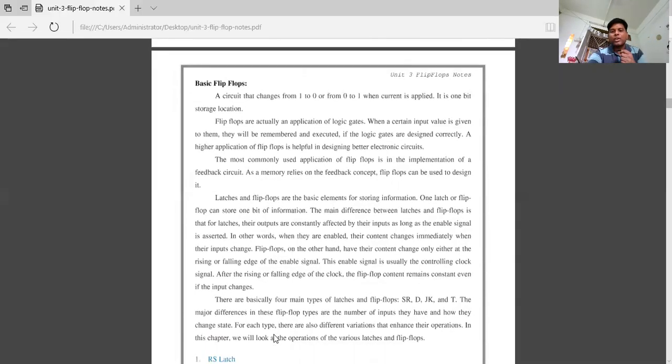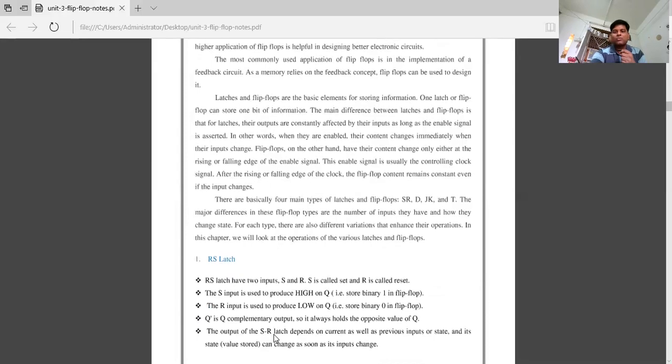There are 4 basic types of flip-flop. First is the SR flip-flop, second is the D flip-flop, third is the JK flip-flop, and fourth is the T flip-flop. These are the types of flip-flop. SR has 2 inputs, D has 1 input, JK has 2 inputs, and T has 1 input.